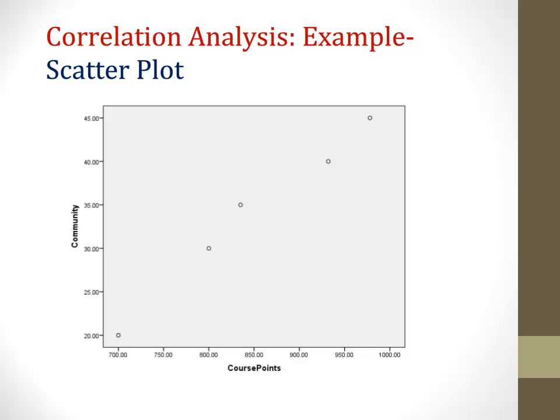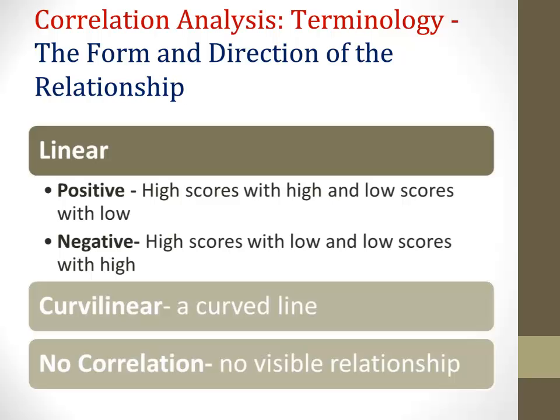However, before we start discussing what kind of pattern we're seeing here, we need to define some terms used in correlational studies so that we can better discuss these patterns. So let's go ahead and take a look at a few important terms. We are first going to discuss the form and the direction of the relationships that can occur between the variables. There are linear relationships, curvilinear relationships, and no correlation at all.